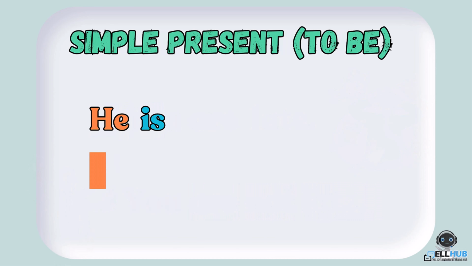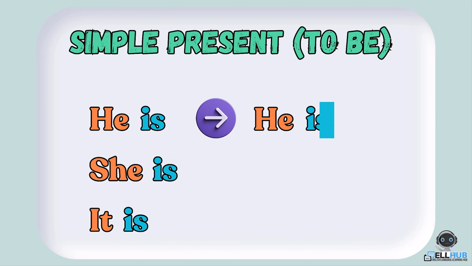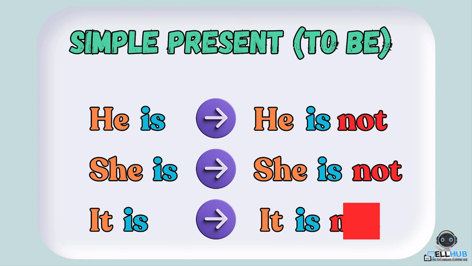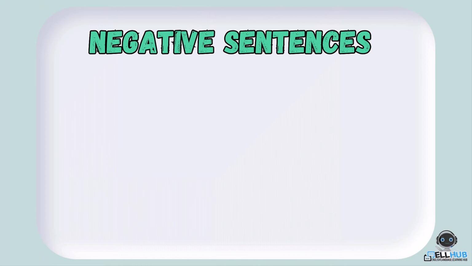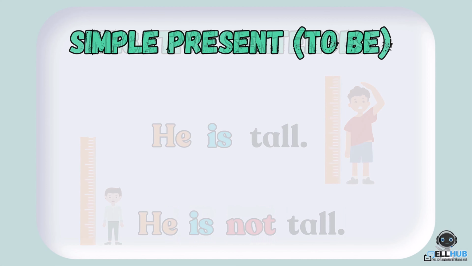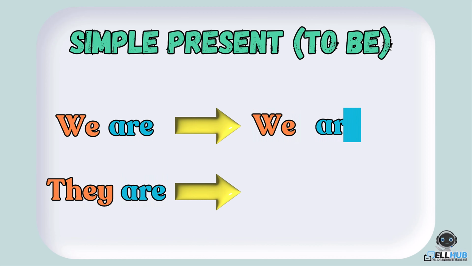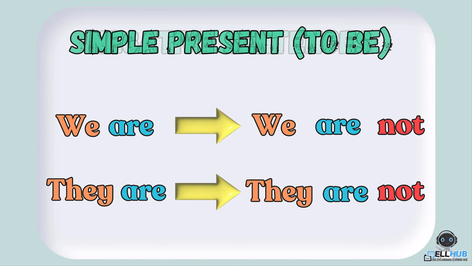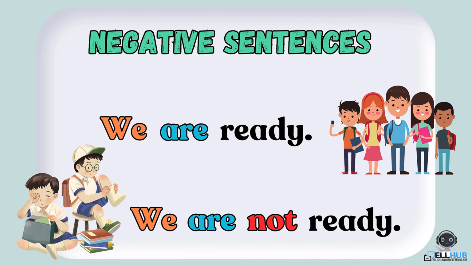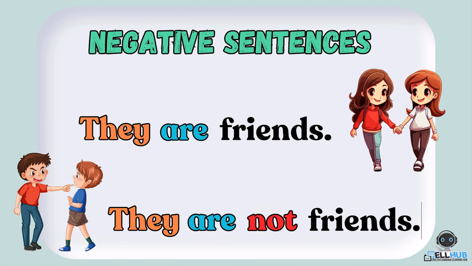With he is, she is, and it is, we add not to become he is not, she is not, and it is not. For instance, he is tall becomes he is not tall. Similarly, for we are and they are, we use we are not and they are not. We are ready turns into we are not ready. And they are friends becomes they are not friends.